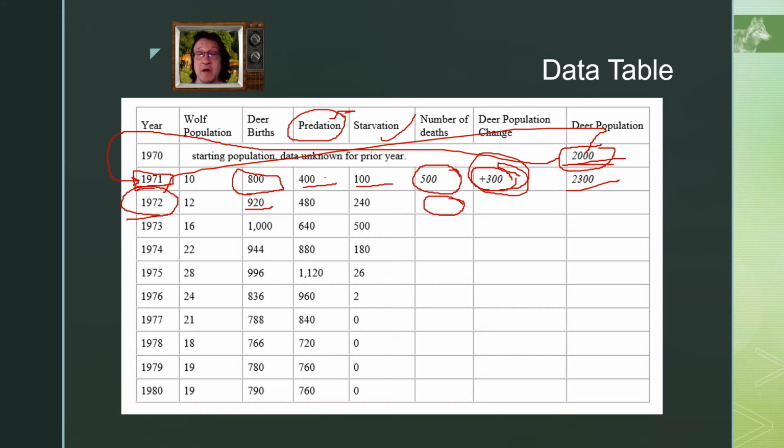How do we get that? We add 480 to 240. So you tell me what that number is, because that means 480 plus 240, okay? We subtract that from 920 and we get a magic number here. That's your total change, which is going to be a positive. And then we take the 2,300, add that number to it, and you get your final deer population. So you're going to fill in the rest of this from the data in this table.